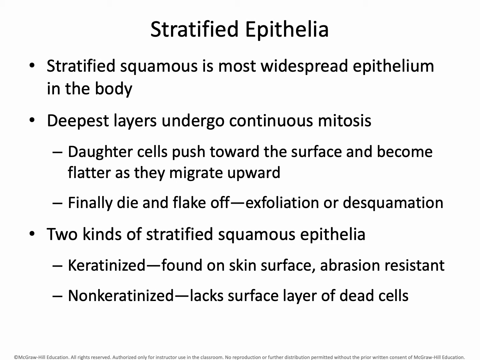So we have keratinized and non-keratinized. Keratinized is on the skin, has a lot of keratin in these outer layers of cells. You have a thick, dead layer of outer cells, and non-keratinized lacks that. The difference functionally: think keratinized is our skin. Non-keratinized is the lining of the mouth, vagina, and anus. These mucous membranes still need abrasion protection, but you don't need the waterproofing. It's a moist membrane.